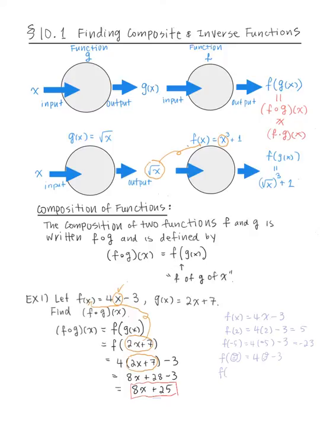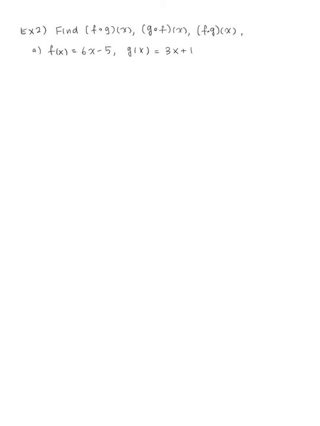Let's make the happy face be 2x plus 7. So how does it work? This is 4 times the happy face, but my happy face is the entire 2x plus 7, and then minus the 3. That's exactly what we get right here. Let's take a look at more examples.